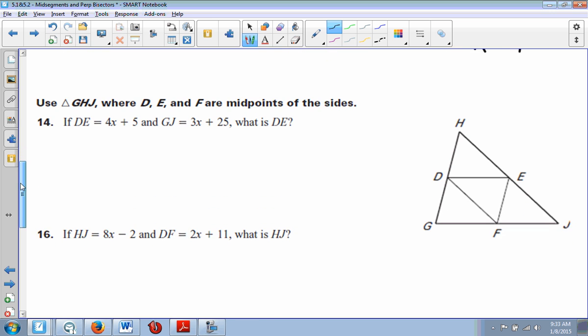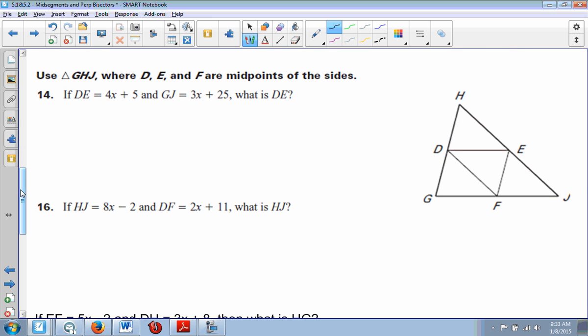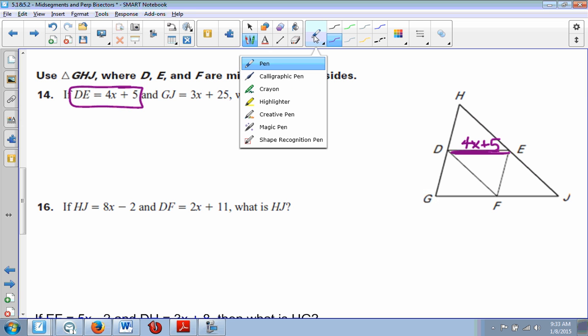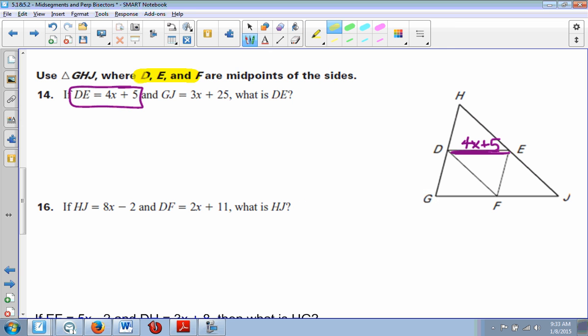Moving down, we're going to look at a very similar type problem, except we're going to talk about it in terms of algebra this time. So we're going to take each thing and label them. DE is 4x plus 5. DE is right here, 4x plus 5. It's a mid-segment. The reason why I know it's a mid-segment is because in the directions for the problem, it says that D, E, and F are midpoints. So if I connect any of those points, I've formed a mid-segment.